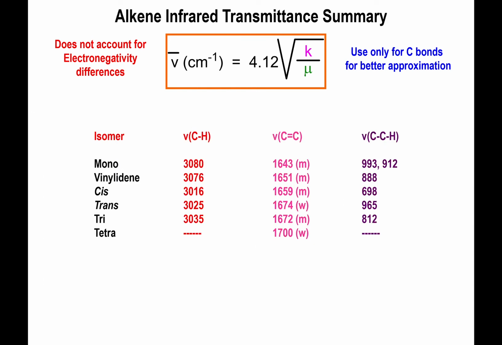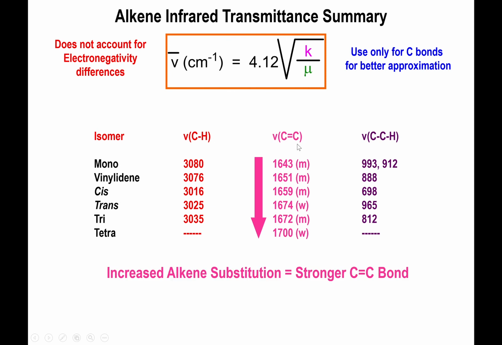All right, so the last thing I want to say in respect to the alkenes is that generally speaking, when you arrange them in this order, so you have only monosubstitution on the alkene, you have disubstitution in the case of vinylidene, cis, and trans configurations, you have trisubstitution and tetrasubstitution, you see, generally speaking, an increase in that carbon-carbon double bond frequency. And the reason why is because you are dealing with stronger carbon-carbon double bonds.